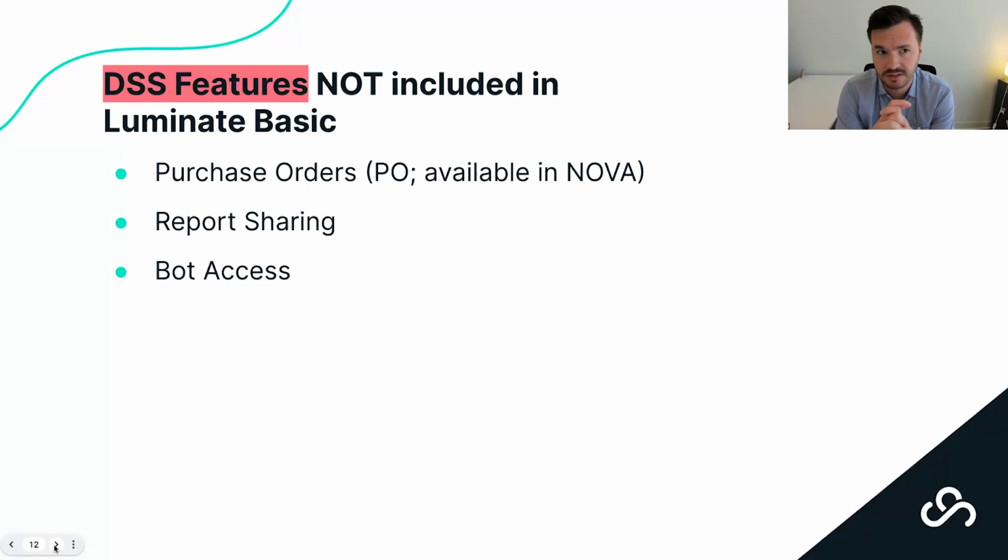But report sharing was available in DSS, is not available in Basic, and is available in Charter. And then bot access, which is kind of a catch-all term. Basically, Walmart doesn't want any automated things happening in Luminate. So that's different from DSS. A lot of people would use bots or would use some kind of software integration with DSS to help do some pulling of reports that weren't as manual.